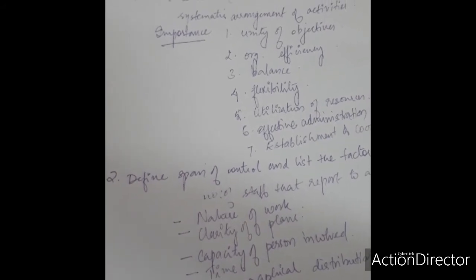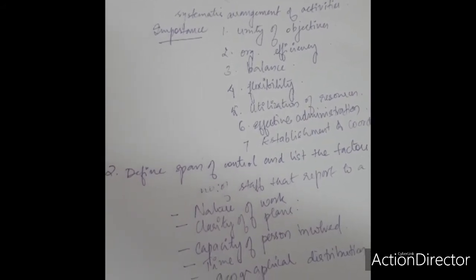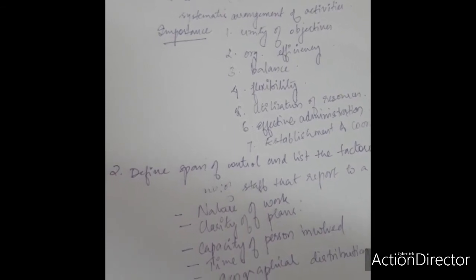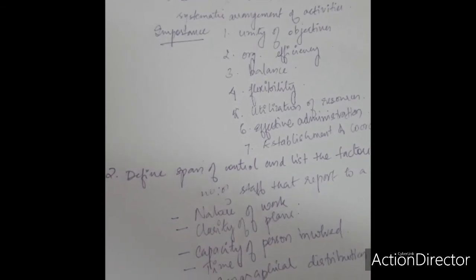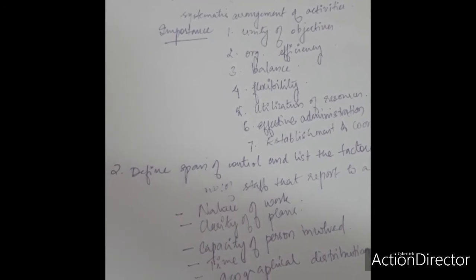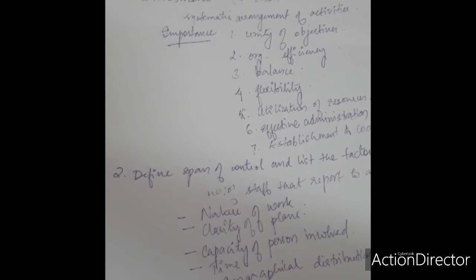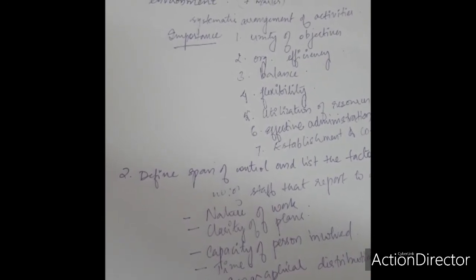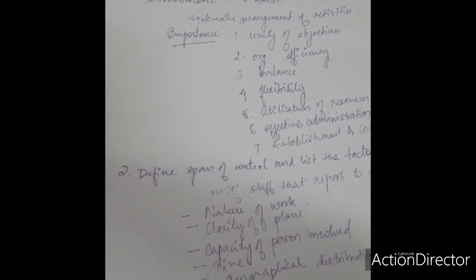The next one is utilization of resources. So how you can utilize the resources effectively. You have to use minimum resources and go for the maximum profit. So minimum utilization of resources leading to maximum profit. That should be utilized, better utilization of resources.